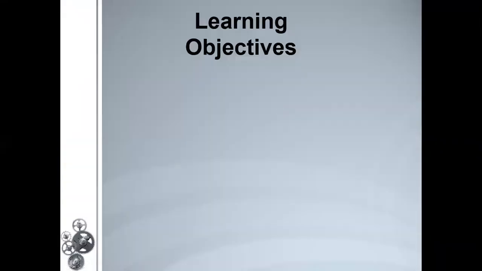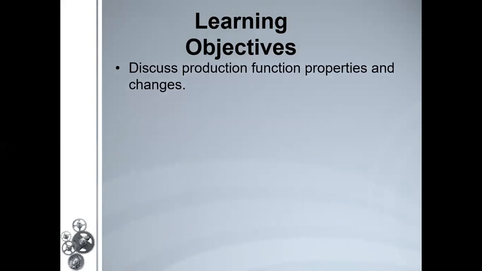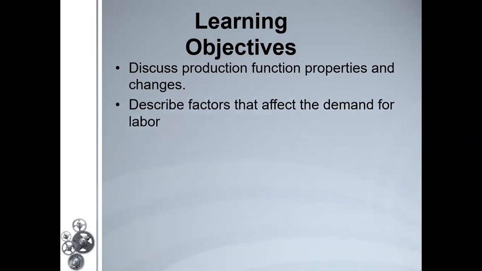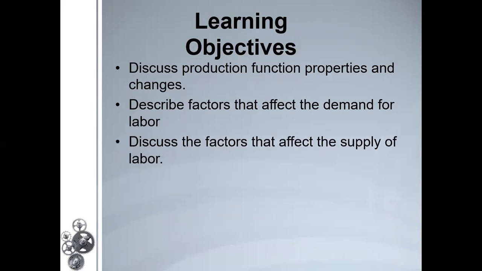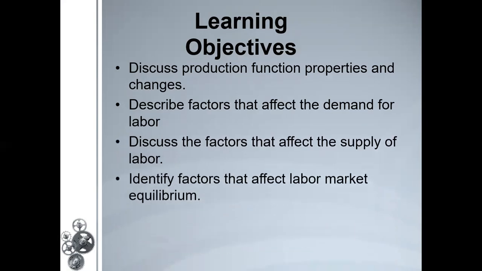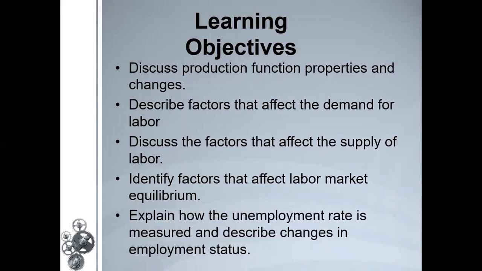Let's discuss the learning objectives of this chapter. First, we will discuss the production function. Then we will discuss the factors affecting the demand for labor, and the factors that affect the supply of labor. Then we will discuss the factors that can affect the labor market and its equilibrium. And then we will explain how the unemployment rate is measured, and describe how changes in employment status occur.